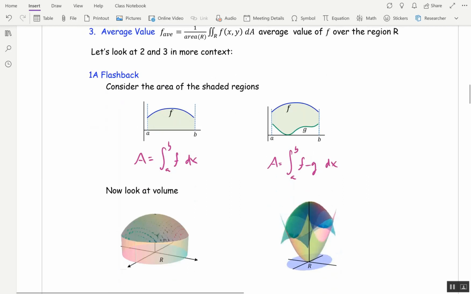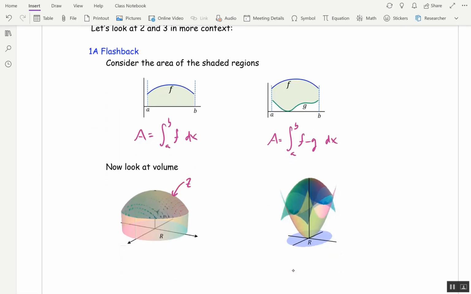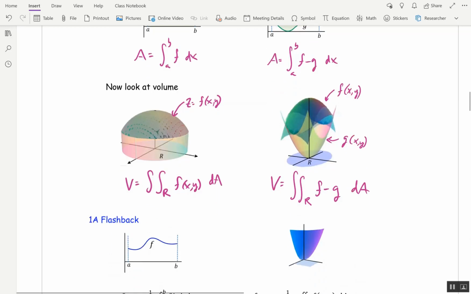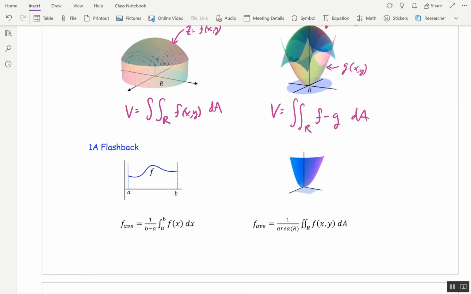Same thing with volume. If you've got one surface, suppose this is your z equals f of xy, and you want the volume of this shape here, the volume is going to be the double integral over the region R of f of xy dA, where dA is dx dy or dy dx. Now, later on, when we have two surfaces, like an f and a g, if you want the volume of the solid bound by f and g, then you're going to take the double integral over R of f minus g dA.